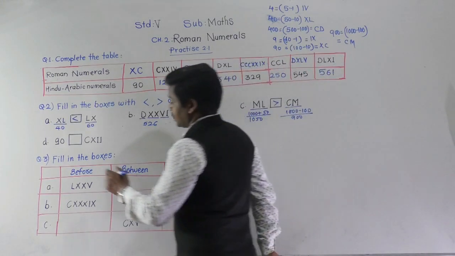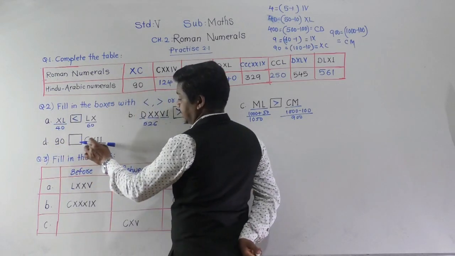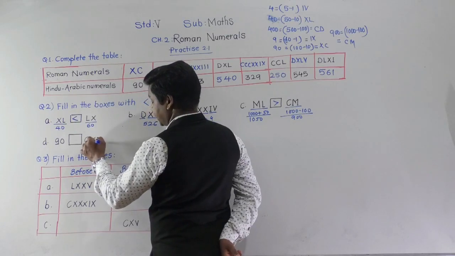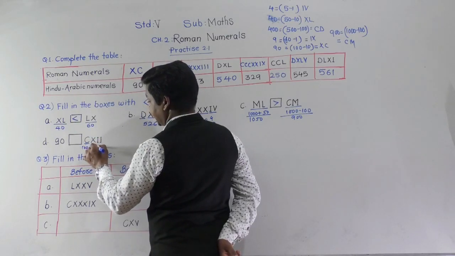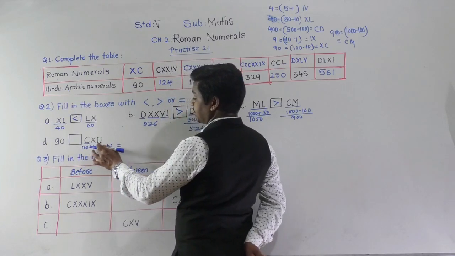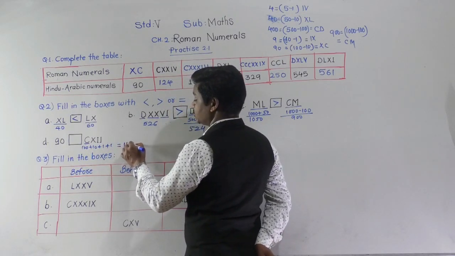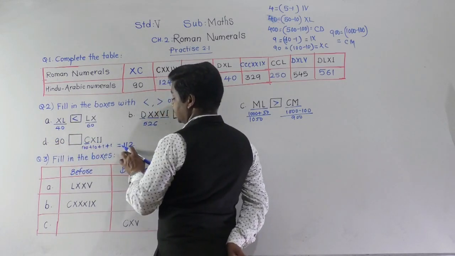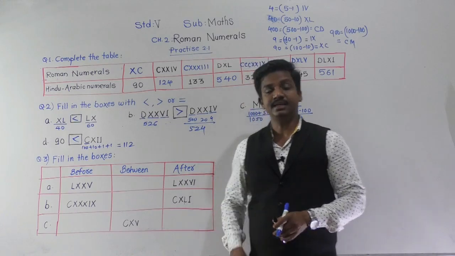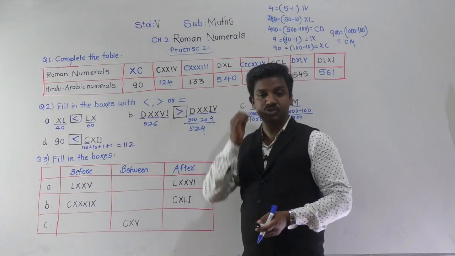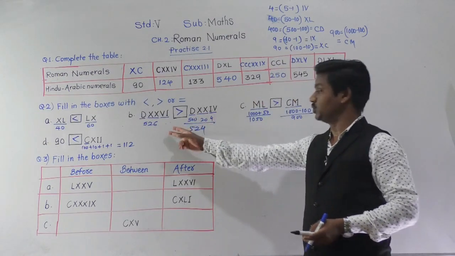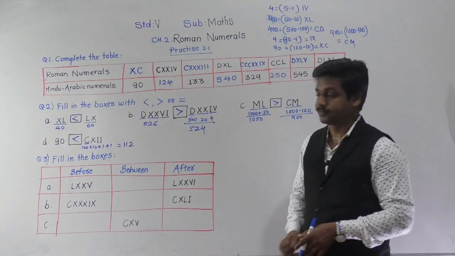See next, 90 and this CXII. C means 100, X is smaller than C, so it will get added. Again, I is smaller than 10, so it's 100 plus 10 plus 1 plus 1, that is 112. So this is 90 and this is 112, so this is greater, that means 90 is less than 112. Understood? So this was the comparison. In this question, the next two examples you have to solve as homework.